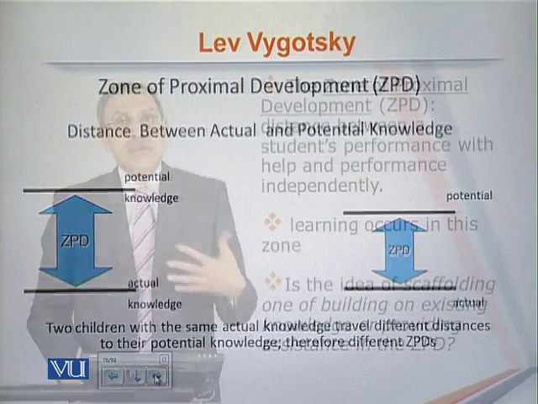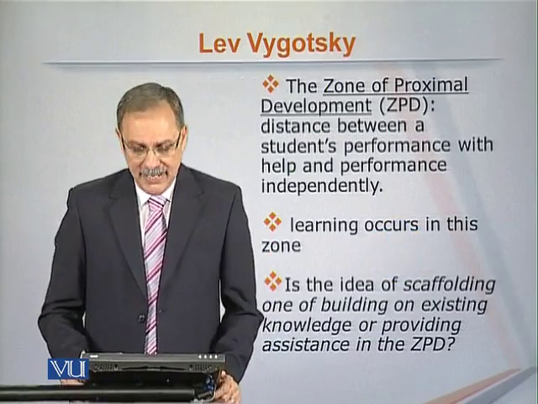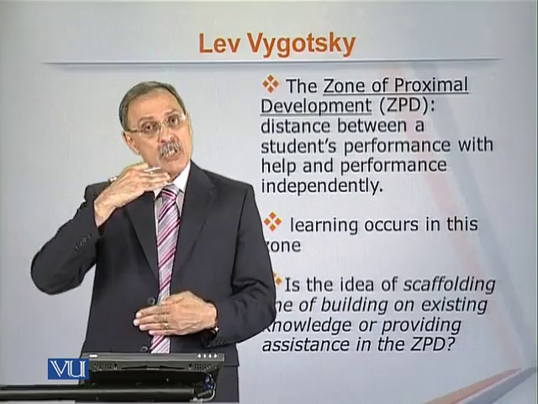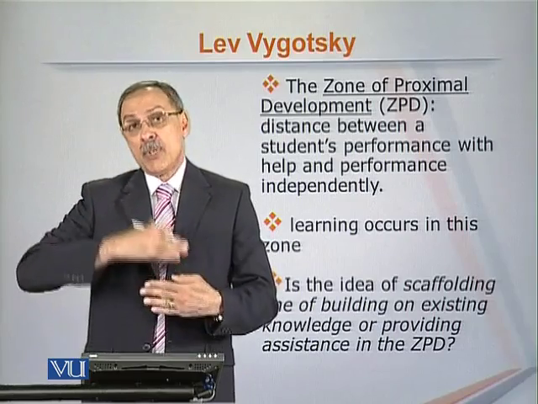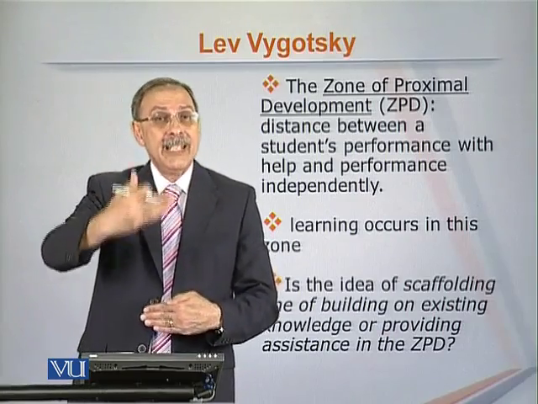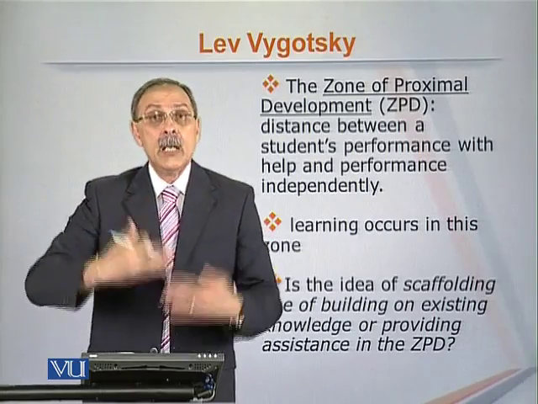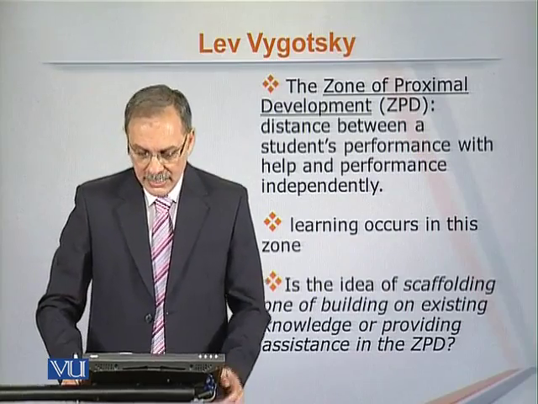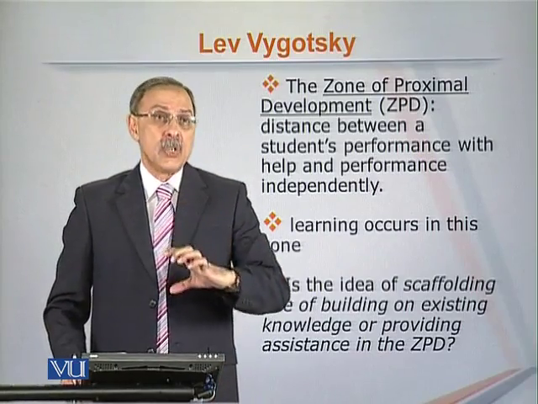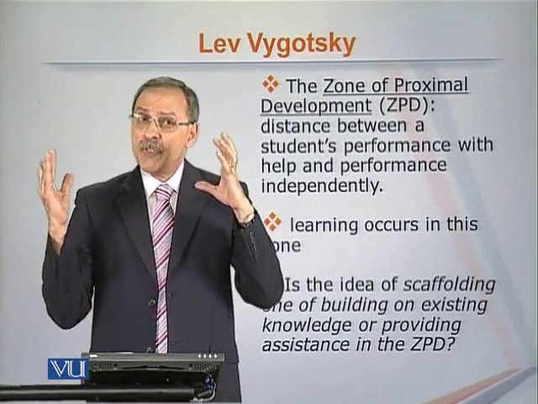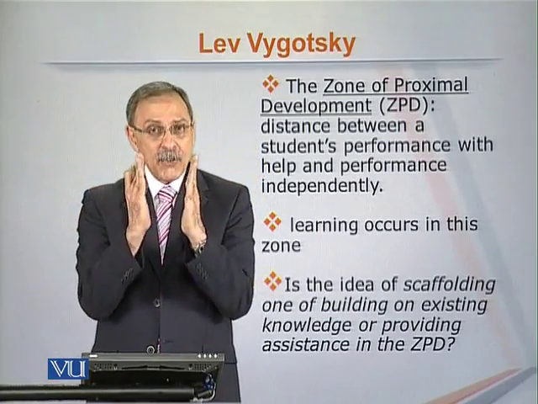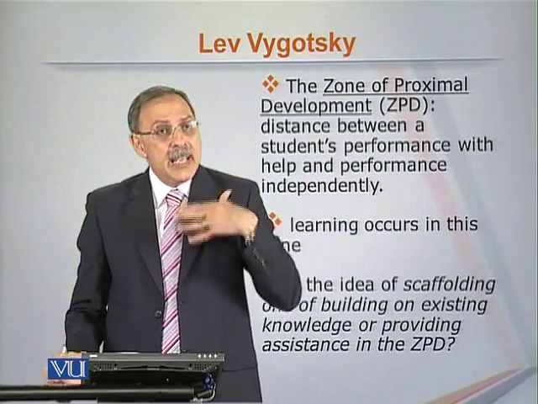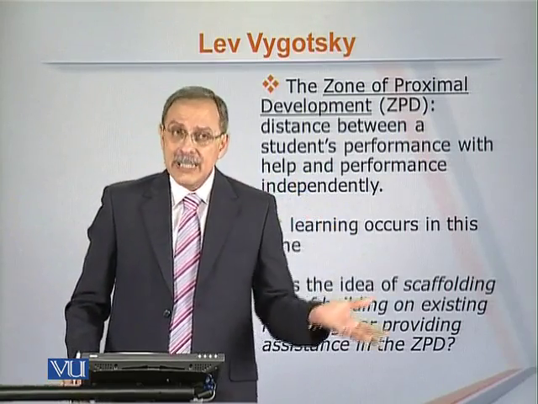And so, Vygotsky's zones of proximal development are really the distance between what a student can do today and what a student can do tomorrow, or in a week, or in a month, or in a year, provided he gets the additional help and support that he needs. Learning occurs in the zone, whatever that zone may be. For some children, the zone may be very narrow. For some children, the zone may be very wide. That is up to the individual student.